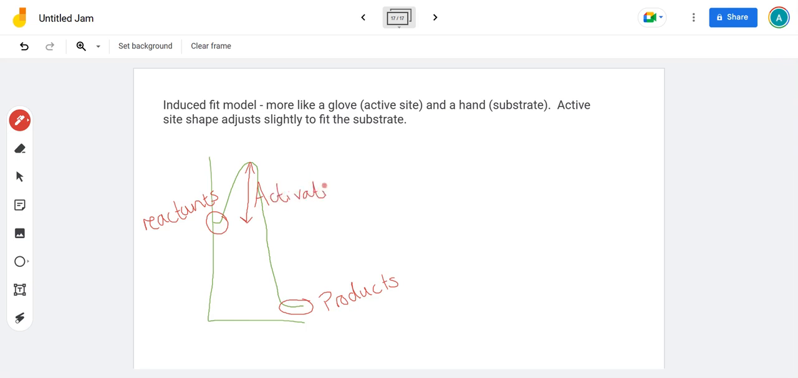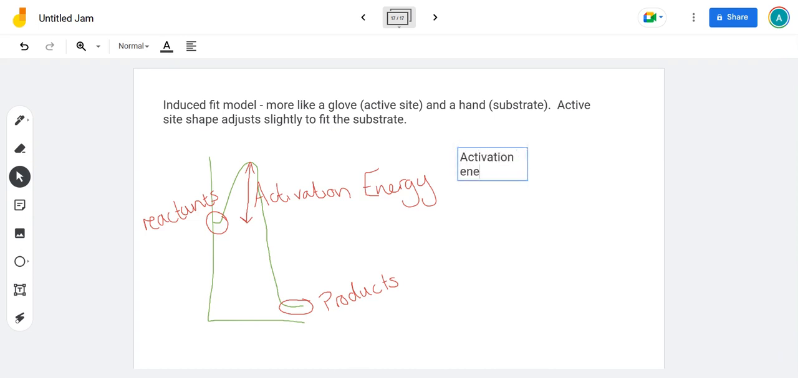So they might give you a graph and ask you to label it. They might give you a graph and ask you to say what the value of the activation energy is by using the numbers on the axes, something like that. So this is the activation energy. And activation energy is the amount of energy that's needed to start the reaction. So let's write that down. So the activation energy is the energy required to start the reaction.